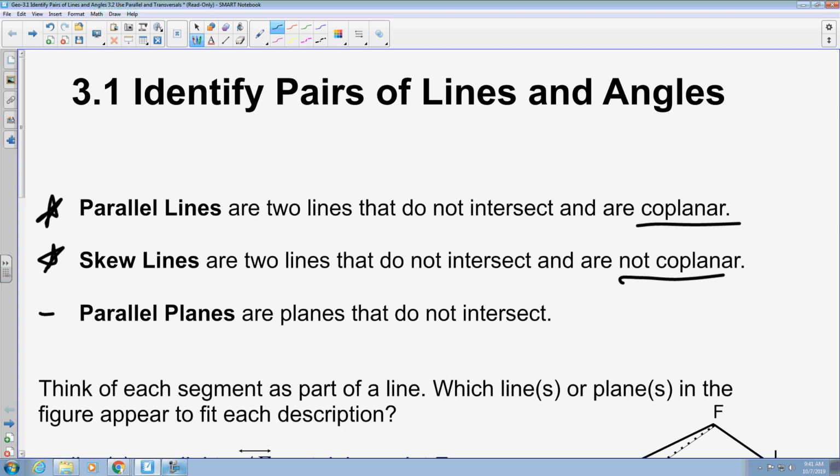Are they coplanar with each other? Are they not coplanar with each other? That's where we can make the difference between parallel and skew lines. Parallel planes are planes that do not touch.